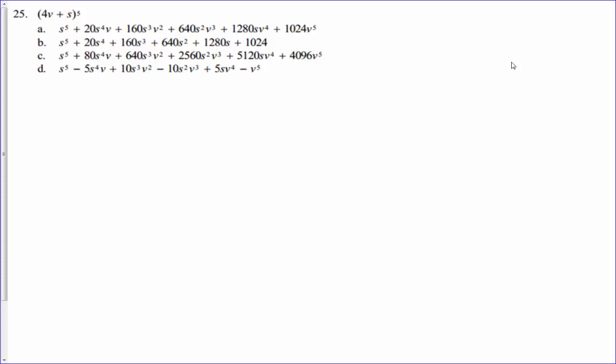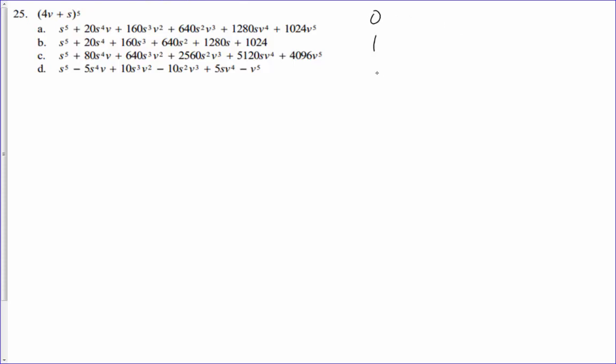All right, so let's finish up this chapter 5 exam review. So number 25 says (4v + s) all raised to the 5th power. So what we need to do is take this and expand it. It says use the binomial theorem to expand. So the first thing we need to do when using the binomial theorem is get our appropriate row from Pascal's triangle. So since this is a 5, our appropriate row is row 5.